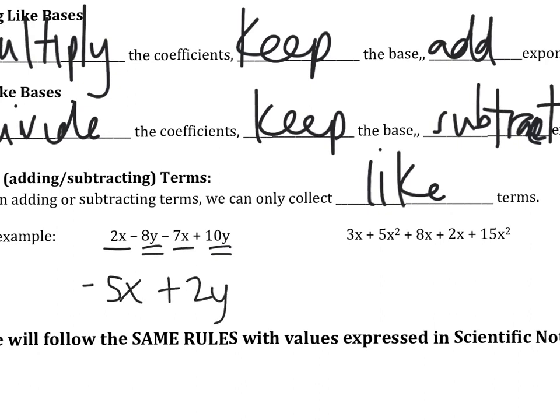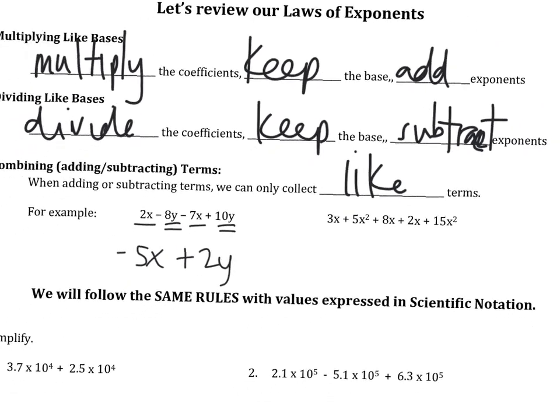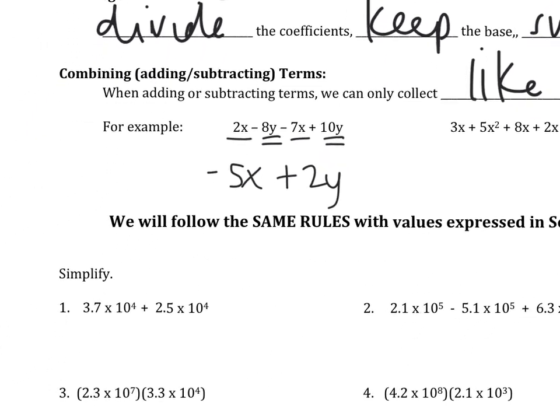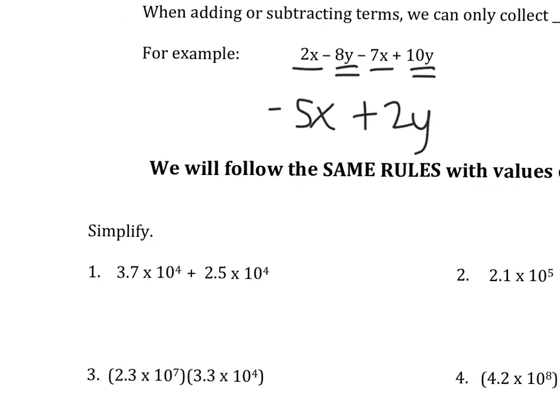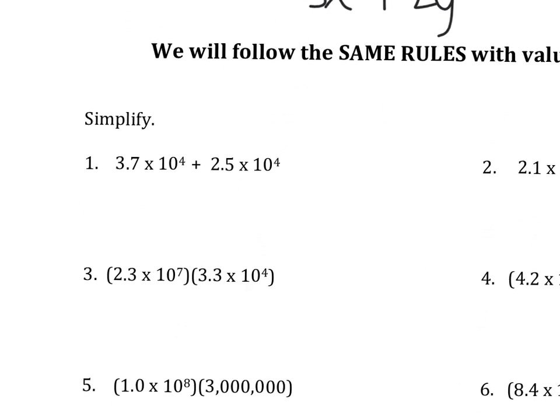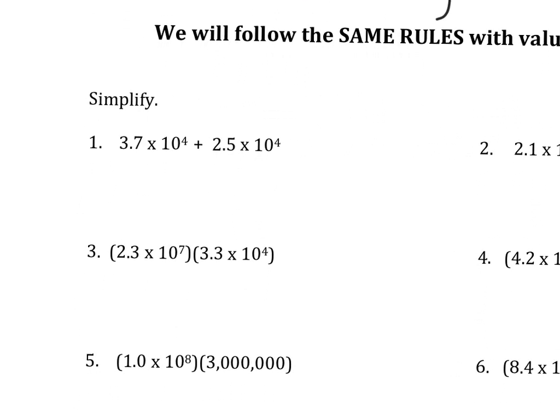And similarly in the next example. The fact of the matter is you can only combine your x's and your y's. The same applies with scientific notation. If you look at this example right here, number 1, you can only combine 10 to the fourths with 10 to the fourths. These are both 10 to the fourths. Think of it almost like an x. If you had 3.7x plus 2.5x, then you could combine those, right? Same concept here. You have a 10 to the fourth and a 10 to the fourth.